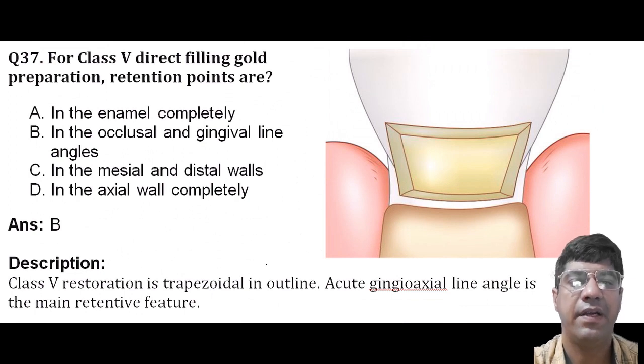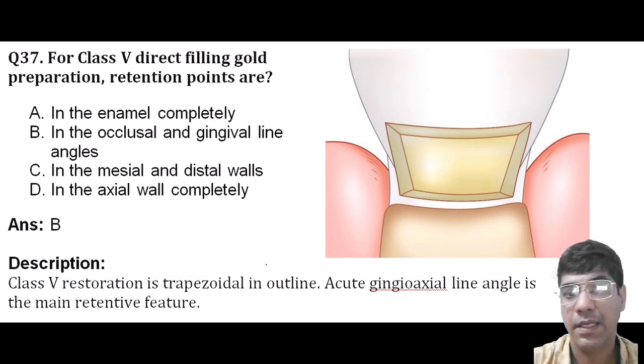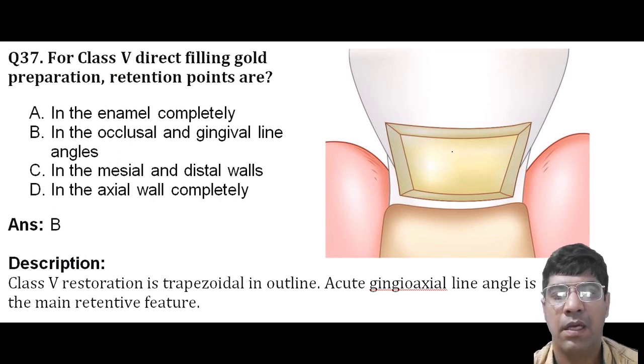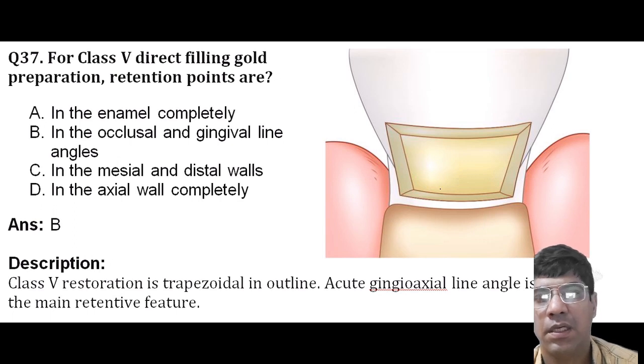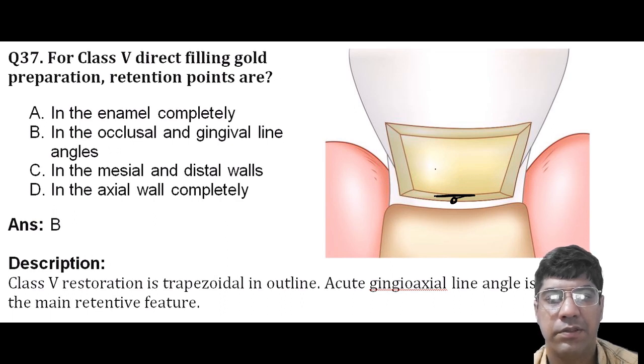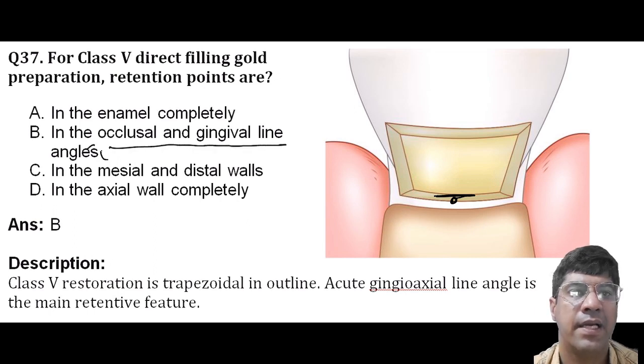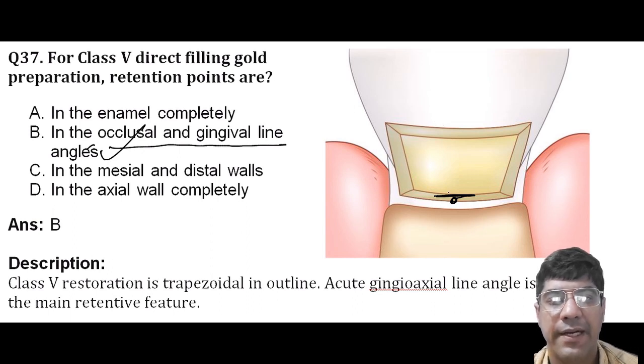For the class 5 direct filling gold preparation, where are the retention points? In the class 5 cavity, it has generally a trapezoidal outline that typically involves the occlusal and gingival line angles. So the main retentive features are the gingivo-axial line angles. That helps to ensure there is proper retention of the gold restoration in the tooth. So the answer is occlusal and the gingival line angles in the tooth. Retentive points are made at the gingivo-axial line angles.